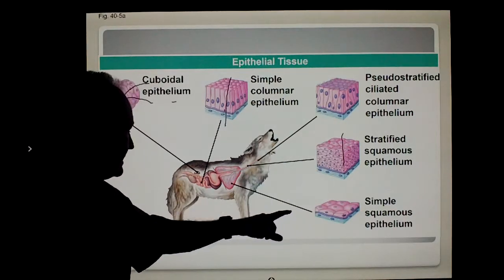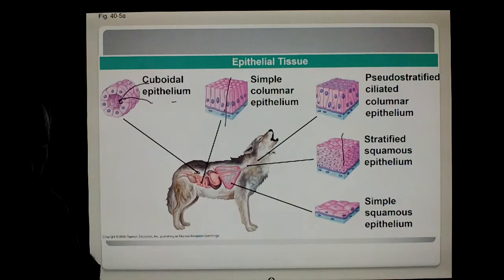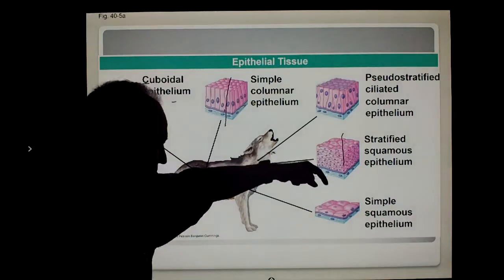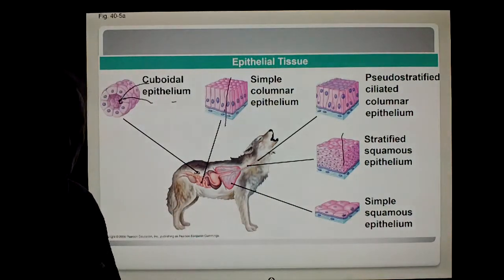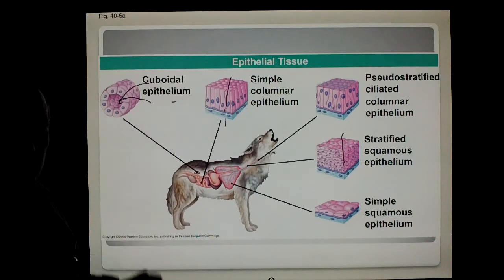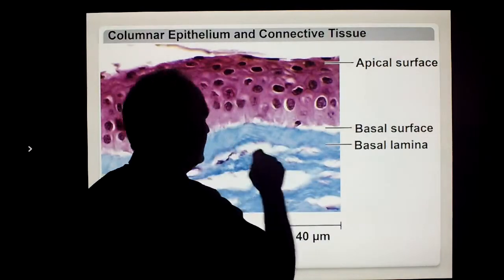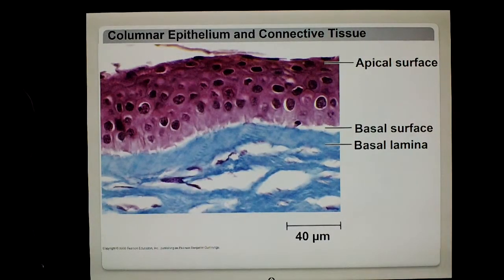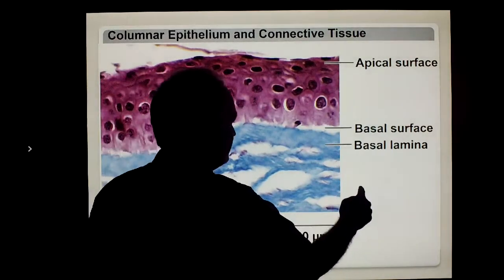And then simple squamous epithelial cells are, for example, in your lungs, where you have to absorb oxygen and release carbon dioxide very quickly. You don't want a real thick cell like the columnar one because it would take too long. Here's an example of some columnar epithelial cells, and underneath it you've got some connective tissue.